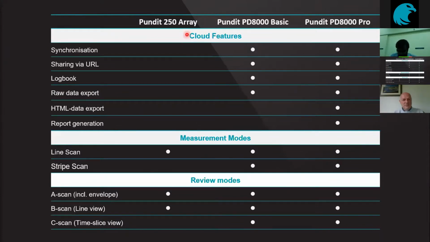Next one, I'd like to highlight the difference between all the different multi-channel solutions, right? So we can look at Pundit 250 array and Pundit PDA1000. More or less for cloud feature, we don't have any function on Pundit 250 array, and mainly it is on Pundit Pro. And we know this function, there's a new function called HTML data export.